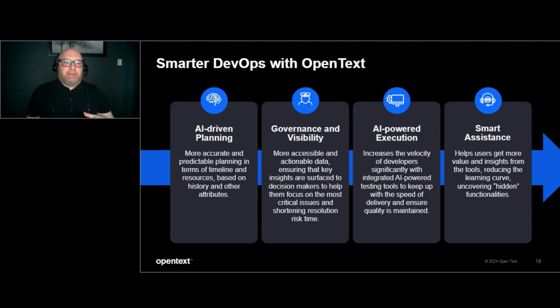AI-powered execution increases the velocity of developers significantly with integrated AI-powered testing tools to keep up with the speed of delivery and to ensure quality is maintained. And with smarter assistants, AI helps users get more value and insight from the tools, reducing the learning curve and uncovering hidden functionalities. And remember smarter assistants, because we're going to talk about more when we get to the roadmap parts.